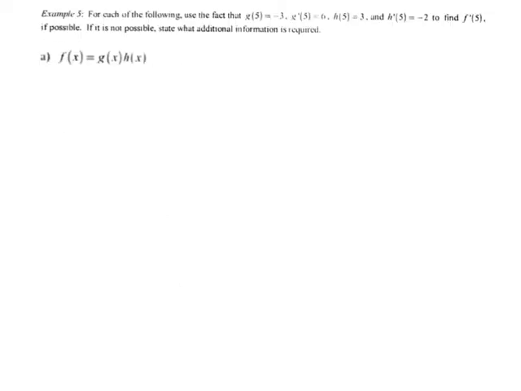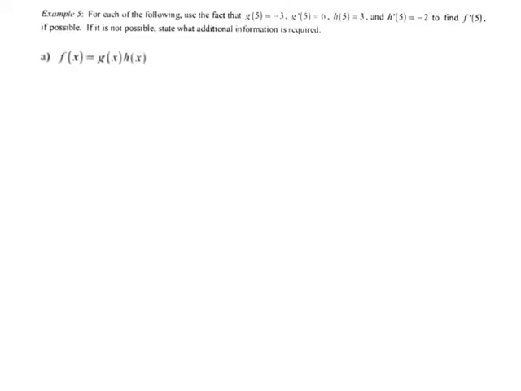Okay, the next few examples are very typical of an AP type question, where you don't really know what the function is. They're just going to give it to you in symbols, but they're going to tell you lots of things about those functions at certain points. So we're going to take a little bit of time to explain this to you. Our goal for each one is to find what f prime at 5 is.